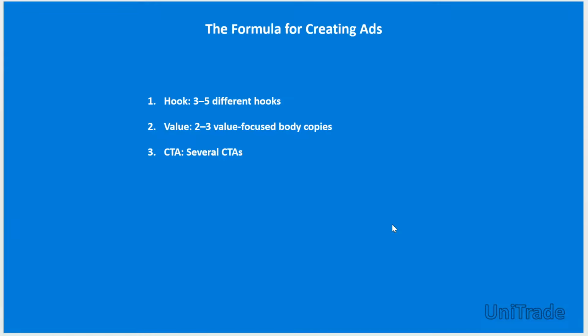Meta's own system helps identify winning advertisements through A/B testing, revealing which hooks resonate, which messages drive conversions, and which call to actions generate the strongest response. Over time, this data helps advertisers double down on what works and reduce spending on what doesn't.